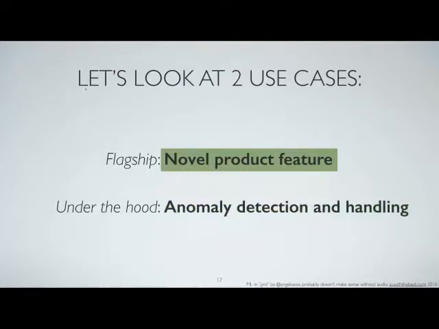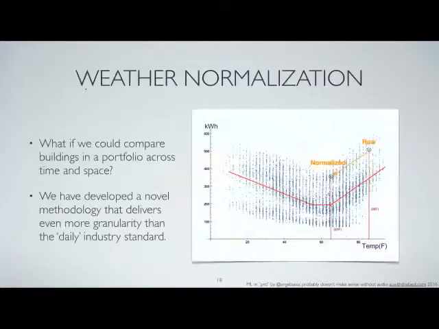So let's start with the novel product feature. What I'm going to talk about here is a feature we call weather normalization. This is something that is really well understood in the industry. If you want to compare buildings in your portfolio across time and space, let's say you have one building in Australia and another building in the UK, how could you compare and contrast their energy consumption?